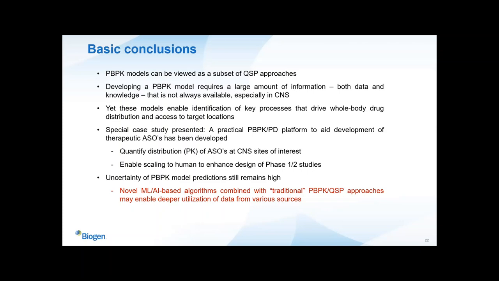Uncertainty of these types of models still can be high. And we can hope that novel techniques like machine learning and AI-based algorithms combined with traditional QSP or PBPK models can enable deeper utilization of data from other sources and basically enhance understanding of the drug delivery.